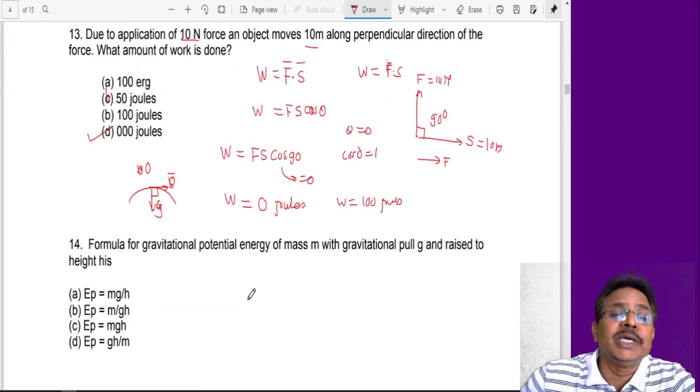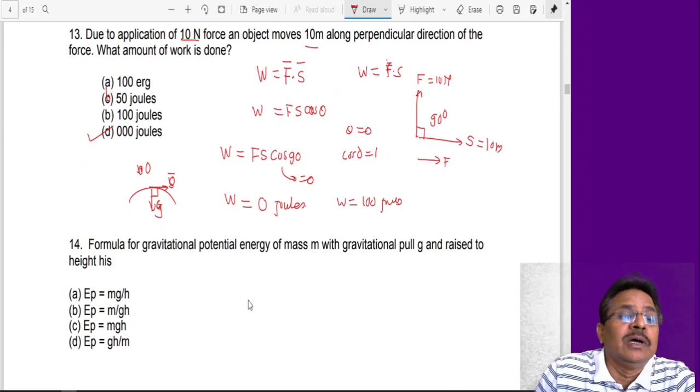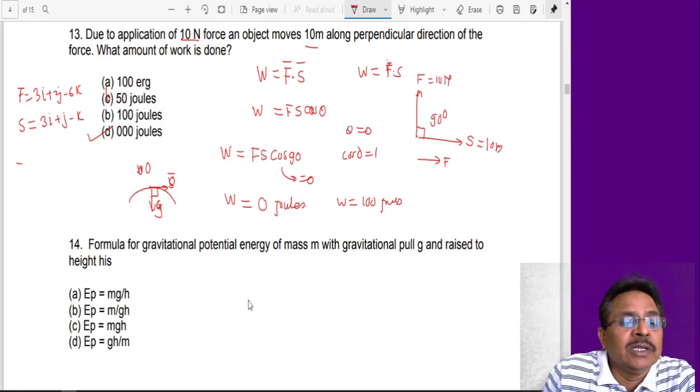Maybe sometimes you will be given the force as F equal to 3I plus 2J minus 6K. This is the force given, and S may be given as 3I plus J minus K. If these two are given, nothing difficult. You just have to take the dot product of these two vectors.